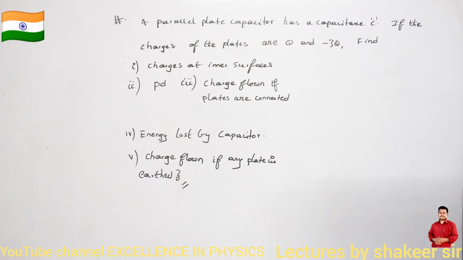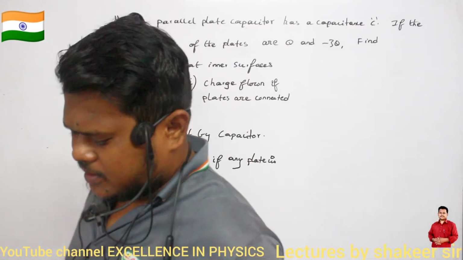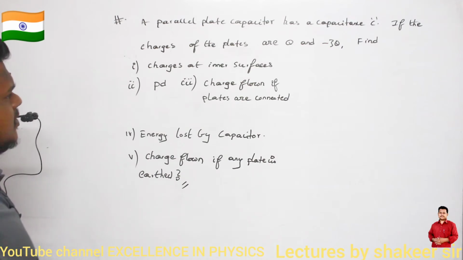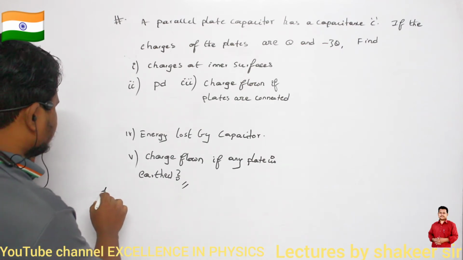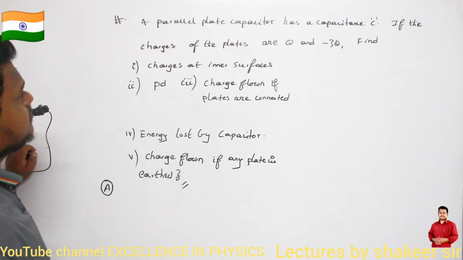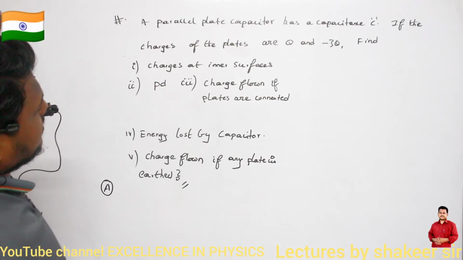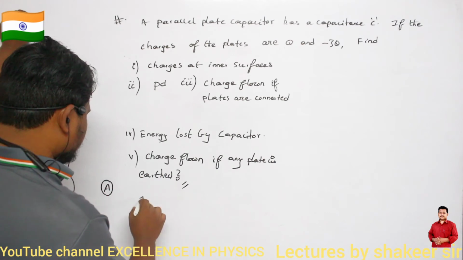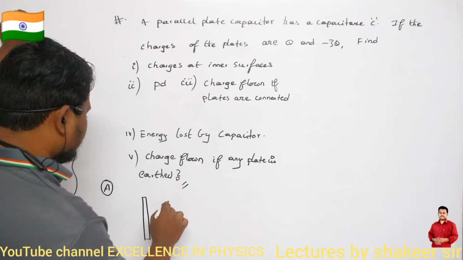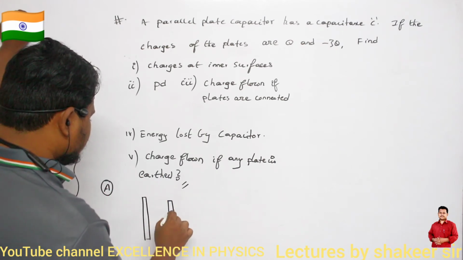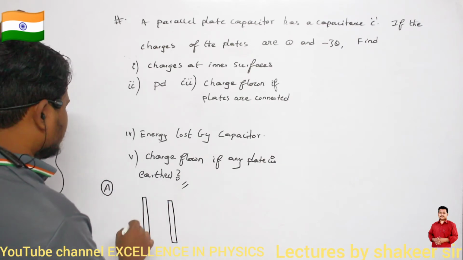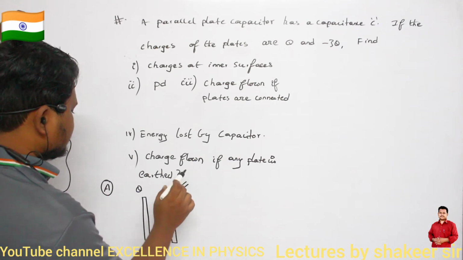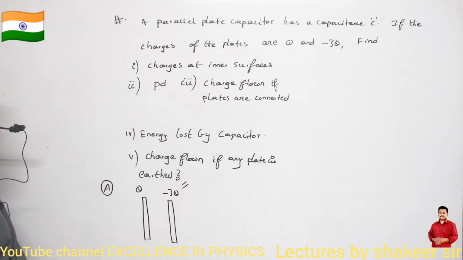Can anybody say how I can solve this question? A parallel plate capacitor has a capacitance of C. If the charges on the plates are Q and -3Q, and this is my first plate and this is my second plate, then the total charge present on this one is Q, and the total charge present on this one is -3Q.